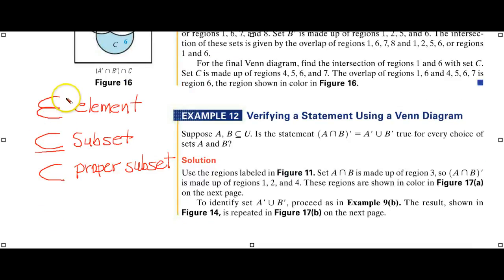And this may be a good time to review. I know I could always use review. The symbol for element or a member, symbol for subset, and proper subset is without the line. Remember, that is one less than exactly the subset.